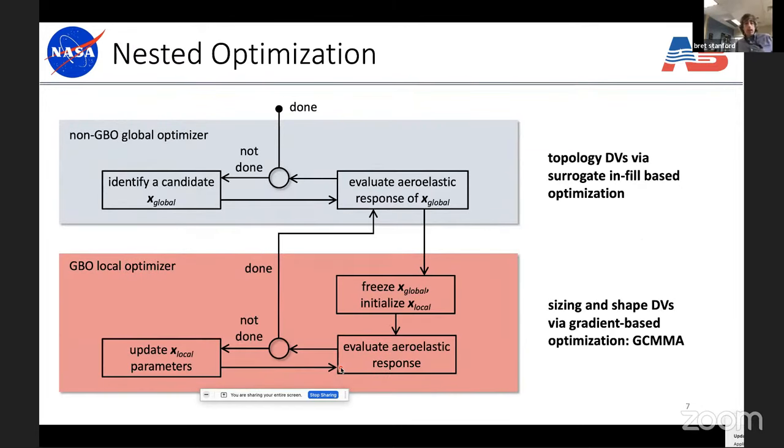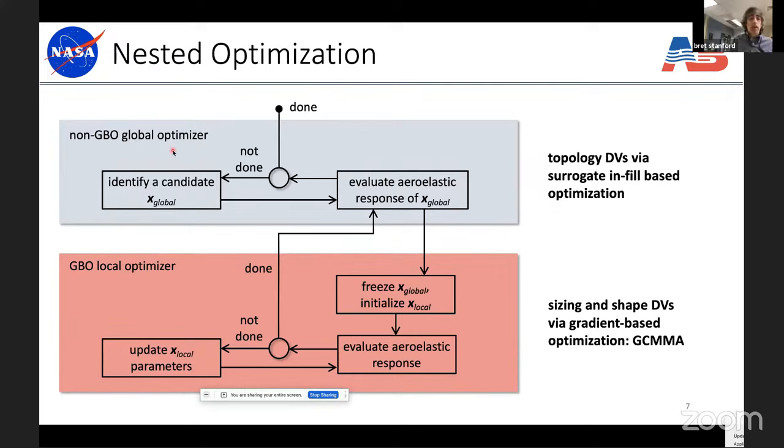The way that we solve the large MINLP problem is with a nested optimization scheme. So we have an upper level and a lower level. On the upper level, we have a non-gradient-based global optimizer, which only solves for the topological design variables, which are the problem design variables. And then at the lower level, we have a dedicated gradient-based optimizer, a local optimizer, which we use to solve the sizing and the shape design variables, which are much easier to solve. So every single time this global optimizer identifies a new candidate and evaluates the response of that candidate, it has to drop down to this lower level and do a complete gradient-based optimization under the hood. So the computational cost here is going to be pretty high, right?